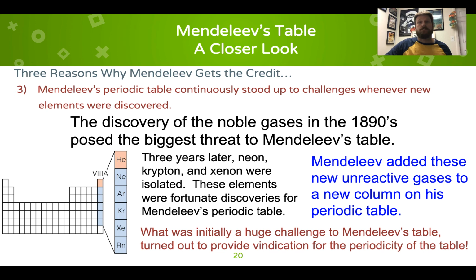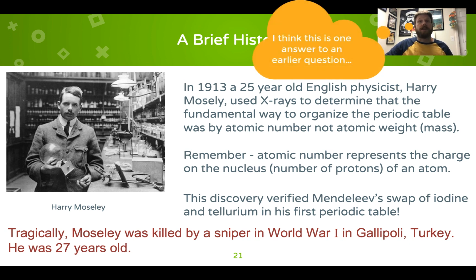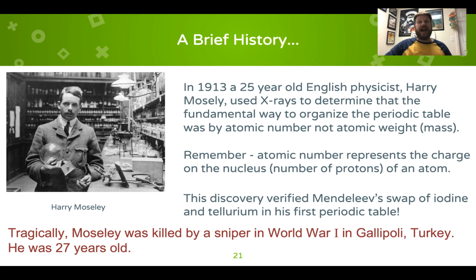The noble gases all share the physical characteristic of being gases at room temperature and the chemical characteristic of being completely unreactive. Now we should know that the modern periodic table is arranged by increasing atomic number, not increasing atomic weight. The young physicist Harry Moseley was the first to determine this during experiments with X-rays. This was a significant discovery, and one that verified Mendeleev's swap of tellurium and iodine. The work of Harry Moseley is what led to the atoms on the periodic table being organized by increasing atomic number. Unfortunately, 2 years after this discovery, Moseley was killed in action during World War I.